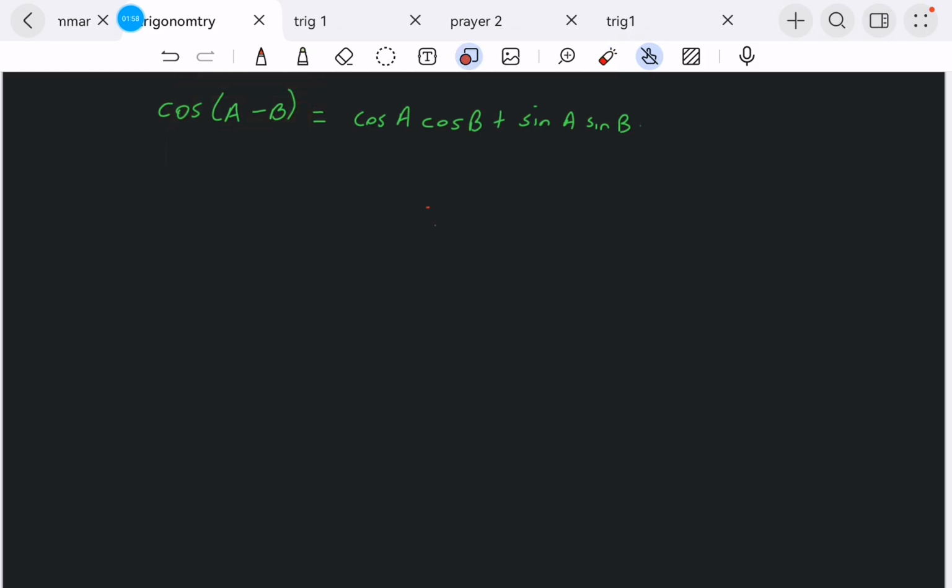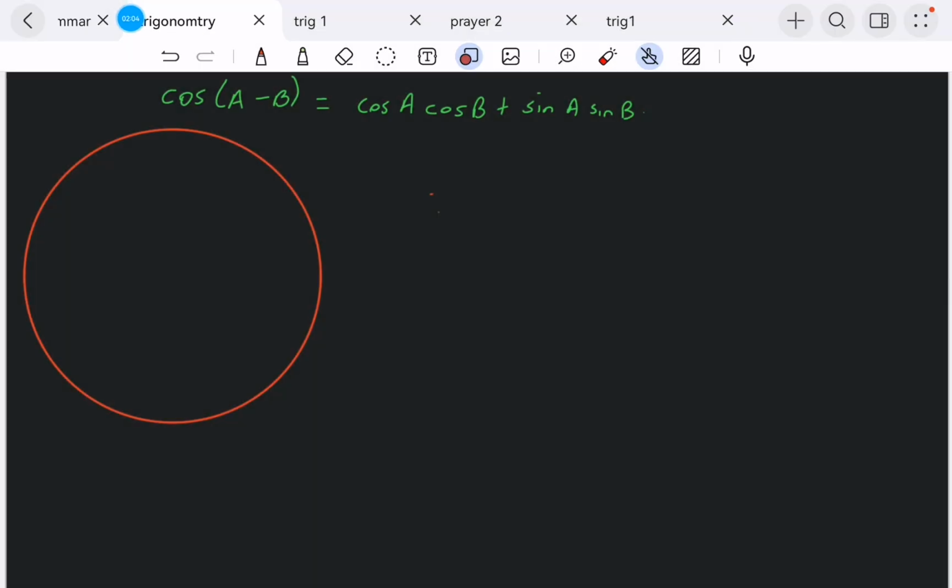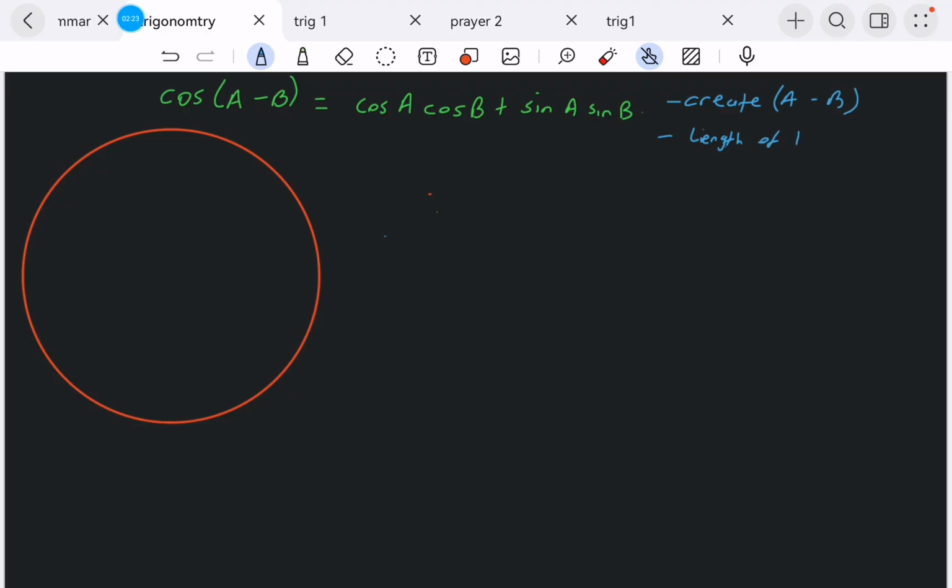So let's start off. Quickly we have our circle. Now I'll run you quickly through the things which we are going to do, okay? Among the things we are going to do, we are going to create an A minus B. After that, we are going to use the length of a line segment in the left side, and on the right side we are going to use the cosine rule. So let's go ahead and see this done.